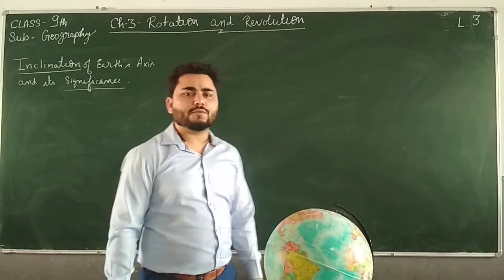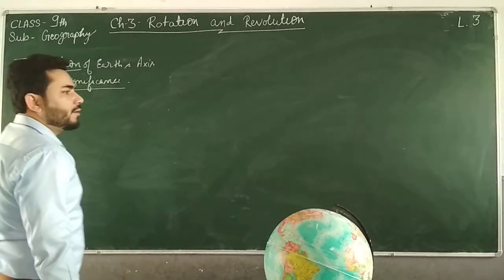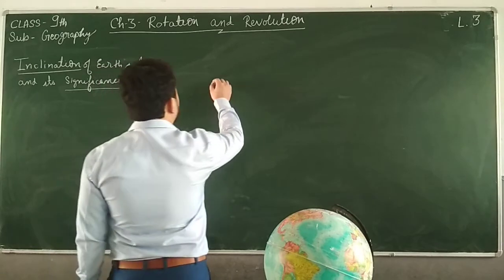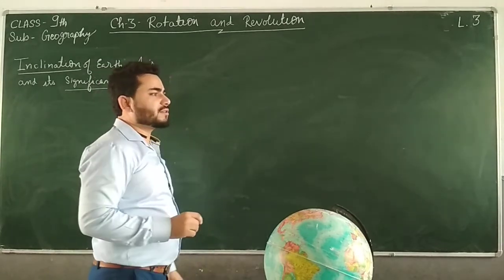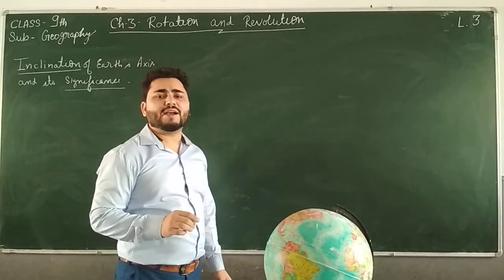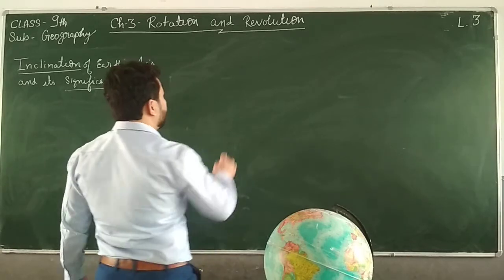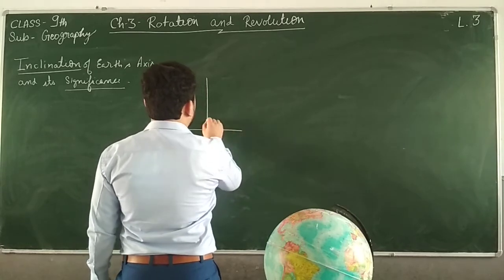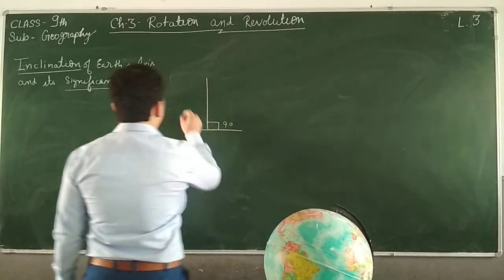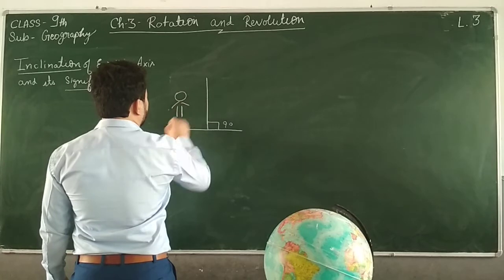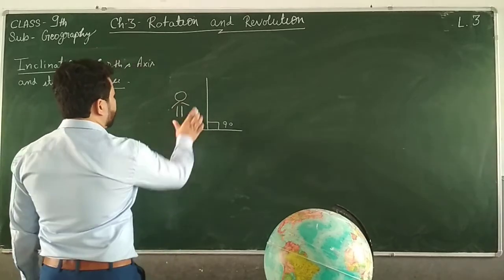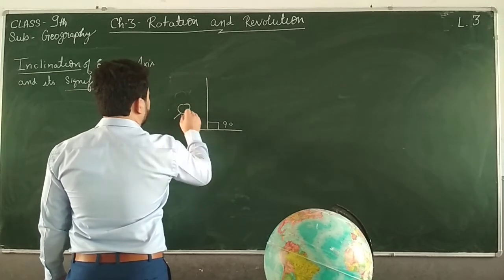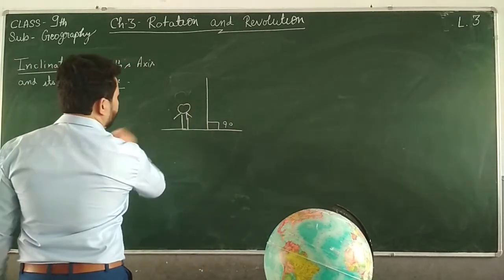Now, what is the meaning of inclination? We will begin this lecture by understanding the meaning of inclination. Inclination means to incline, to bend towards or away, right? Like suppose this is a line having a 90-degree angle. A man is standing in this manner, at a 90-degree angle. Getting it or not?